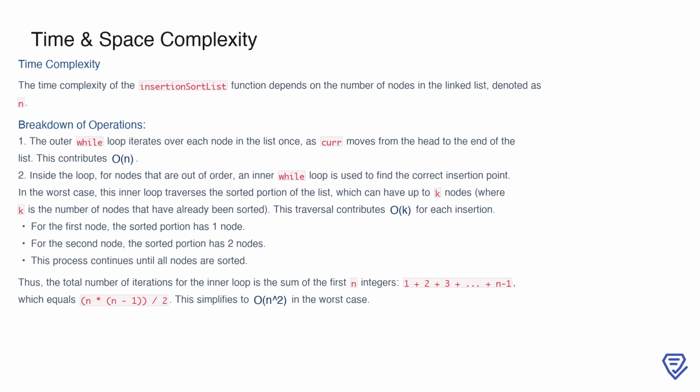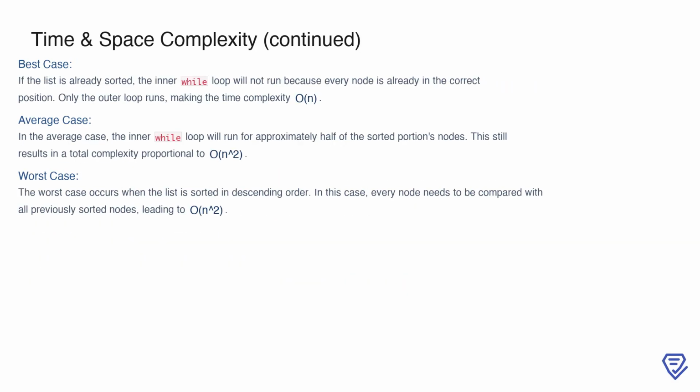When we sum these iterations, we get the formula n(n-1)/2, which simplifies to O(n²). This quadratic time complexity is the worst-case runtime for the insertion sort algorithm applied to a linked list. Now let's break this down further into 3 different scenarios.